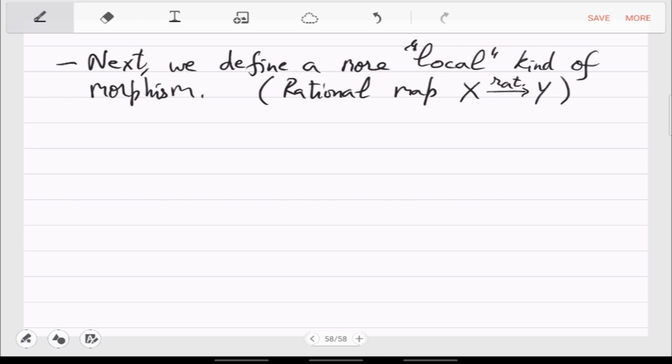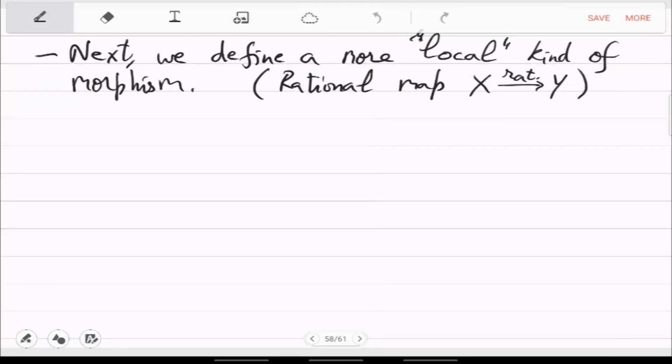Okay, so now what we will do is we'll basically relax some of the axioms in a morphism. So this will be a new way to compare two varieties. So this arrow we will call the rational map arrow. The definition will be kind of the opposite of what we gave for morphism.